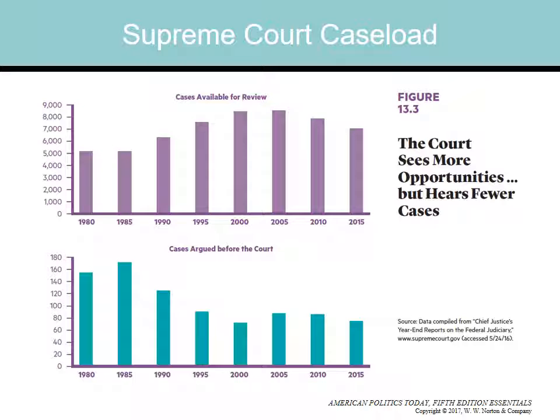In 2015, roughly 7,000 cases were available for review. Out of the 7,000 cases that were available for review, 75 were actually heard by the Supreme Court, where they held arguments.